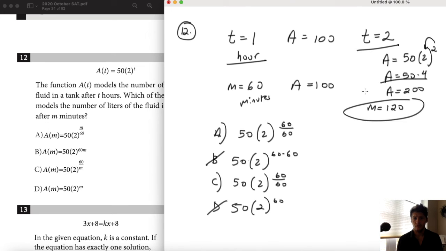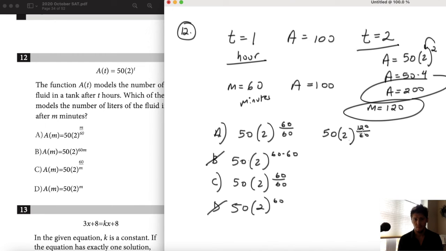So go to answer choice A, see if it works. Well, is this what we get? Let's see, 50 times 2 raised to the power of m over 60, where m is 120, so 120 over 60. Yes, this will work. 120 over 60 is 2. You're going to get 50 times 2 squared. That's totally going to work.